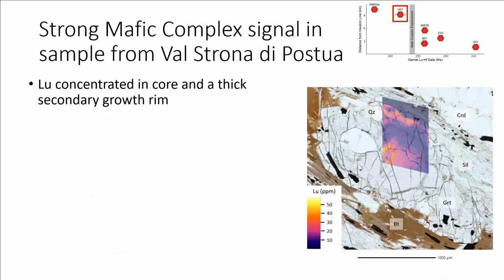If we move now to our sample from Val Strona di Postua, this sample is outside of the physical aureole of the Mafic complex. However, it shows evidence for reheating due to its emplacement. So this is a lutetium laser ablation map from the sample, and you can see that lutetium is concentrated in 2 sections of the grain. There's a high lutetium core that looks similar to the sample I just showed that we related to prograde garnet growth. And then there's also this secondary high lutetium rim around the edge of the grain. And this indicates that whatever lutetium-hafnium date we get from the sample would be a mixing age between the timing of the high lutetium core growth and then the timing of the secondary rim growth.